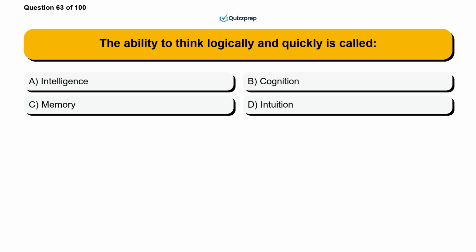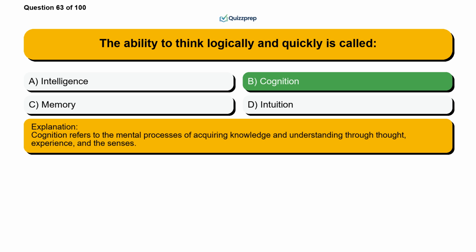Question 63. The ability to think logically and quickly is called: Option A, intelligence. Option B, cognition. Option C, memory. Option D, intuition. The correct answer is option B, cognition. Cognition refers to the mental processes of acquiring knowledge and understanding through thought, experience, and the senses.